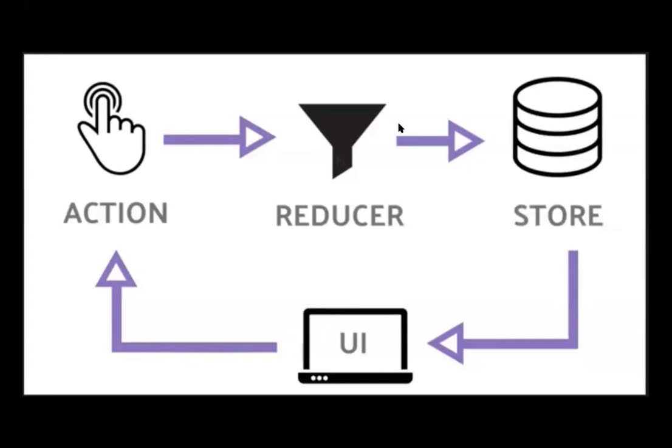The first concept is the store. Essentially, every single piece of state in our application is going to be represented in just a single JavaScript object. Just one global giant object that contains all of the state for our application. That's referred to as the store.